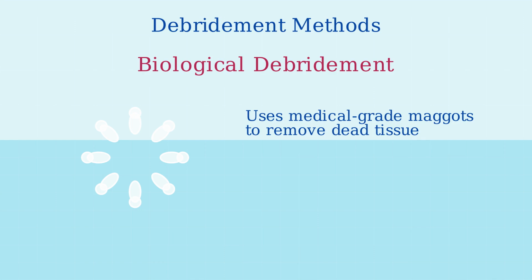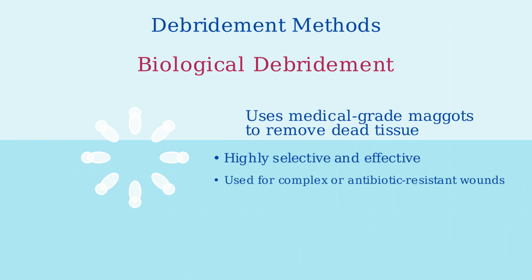Biological debridement, also known as maggot therapy, uses medical-grade fly larvae to selectively remove dead tissue while preserving healthy tissue. This method is highly selective and particularly effective for complex wounds or those with antibiotic-resistant infections. However, despite its effectiveness, biological debridement may face psychological barriers from patients and healthcare providers.